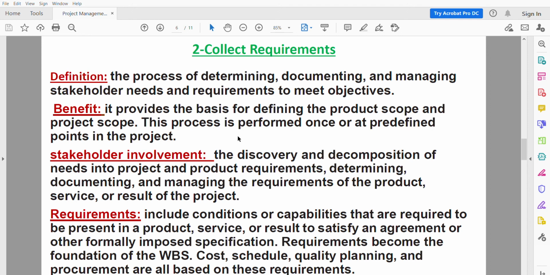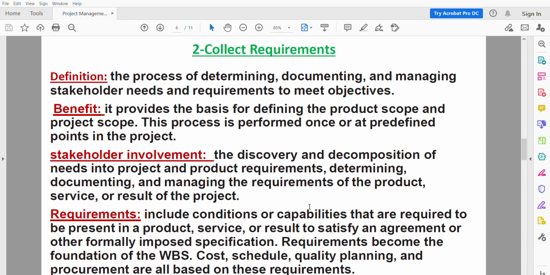Stakeholders' involvement. The discovery and decomposition of the needs to project and product requirements, determining, documenting and managing the requirements of the product, service or result of the project. So we need the stakeholders' involvement in all these activities. The requirements include conditions or capabilities that are required to be present in a product, service or result to satisfy an agreement or other formally imposed specification.